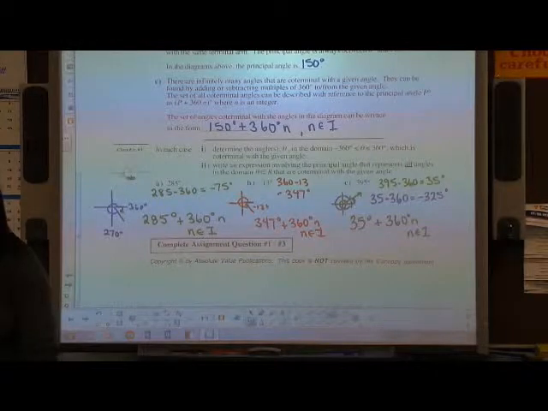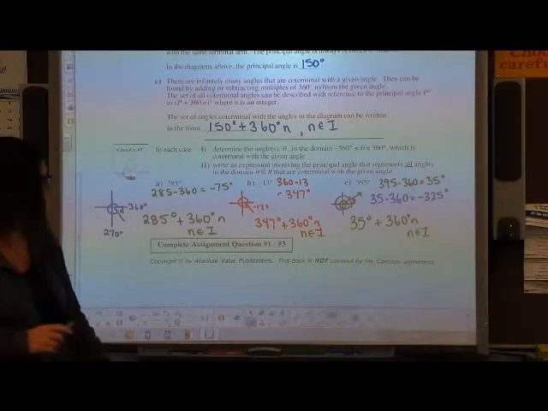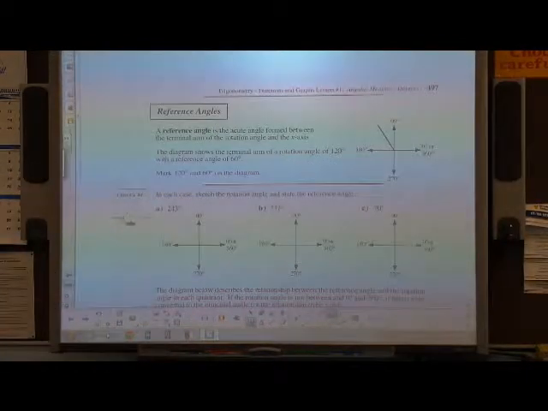Okay. I'm going to finish the section off and then I'll give you the questions all at the end instead of piecing it together. Okay. Reference angles.